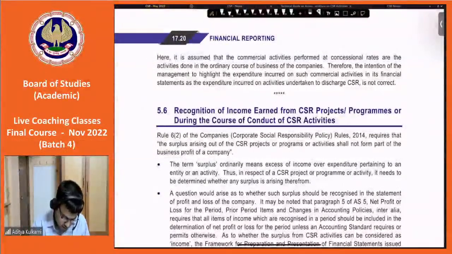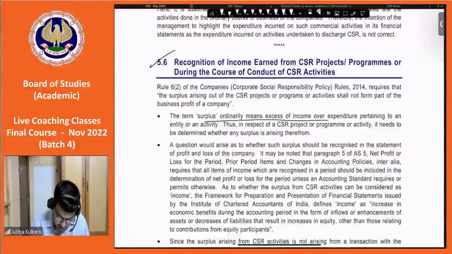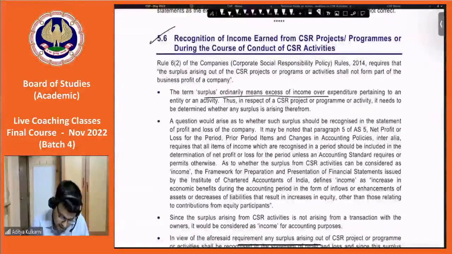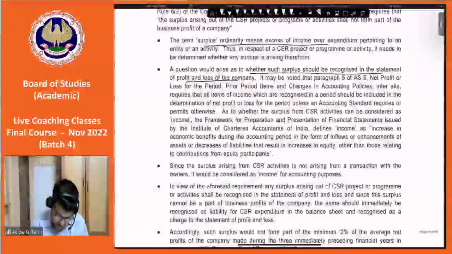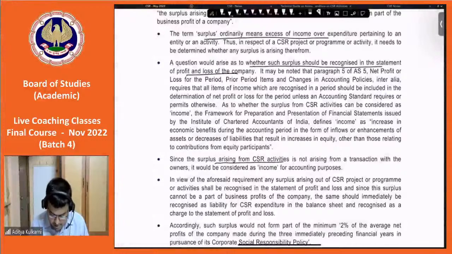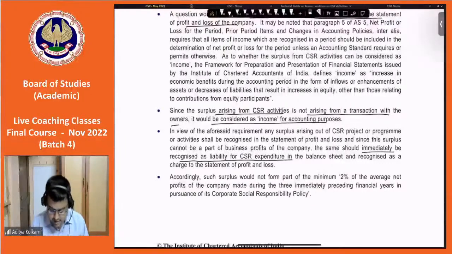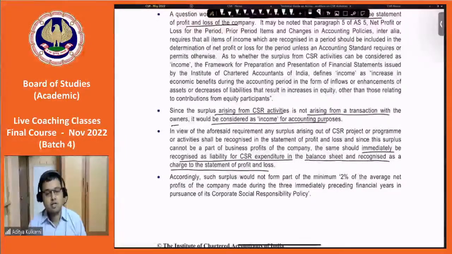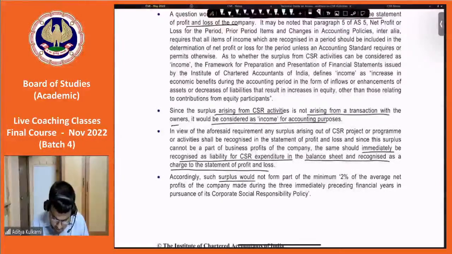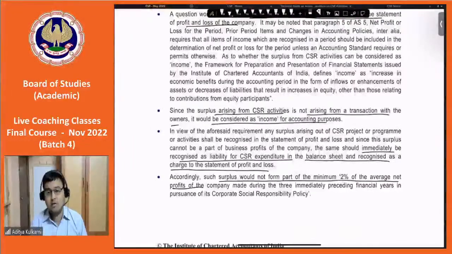5.5, 5.6 also is taken care of. You can check here. Surplus means excess of income over expenditure. What does it say? Whether such surplus should be recognized as an income. Since surplus arising from CSR is not a transaction with owners, it would be considered as income. So immediately recognize a liability for CSR expenditure in the balance sheet and recognize a charge to the statement of profit and loss account. So recognize income first and immediately recognize an expense with a corresponding liability. Such surplus would not form part of the 2%. I told you it's over and above the 2%.